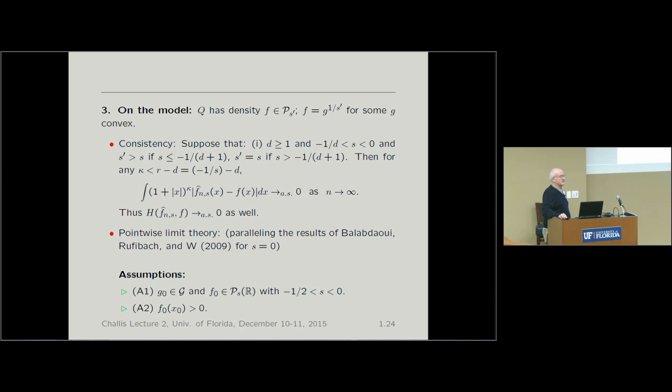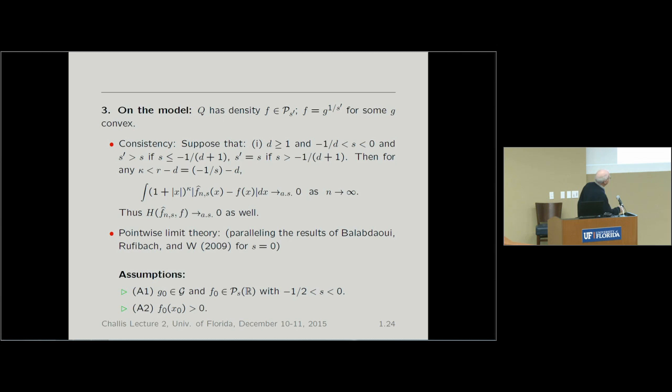The pointwise limit theory is something that Roy and I did succeed in doing, paralleling what I did with Fadua and Casper in 2009 in the log-concave case. So this is a little bit technical. Bear with me. Suppose I have a density or a convex function and a corresponding density in the s-concave class with s bigger than minus a half. This is in one dimension.